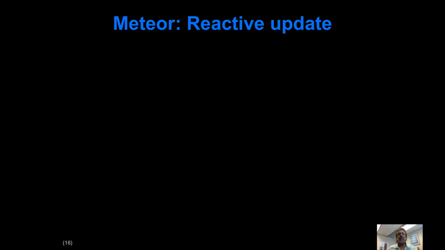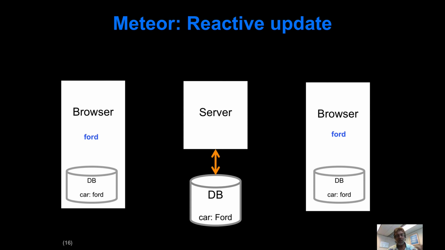I went through this slide in another screencast, which I hope you've already seen, but I'm just going to give you a super quick refresher on how Meteor does reactive updates. We start with a Meteor server. It's connected to a database, and then we've got a couple browsers that have their own mini Mongo database running inside them. Right now you can see that the databases all contain the string Ford as the value of car.